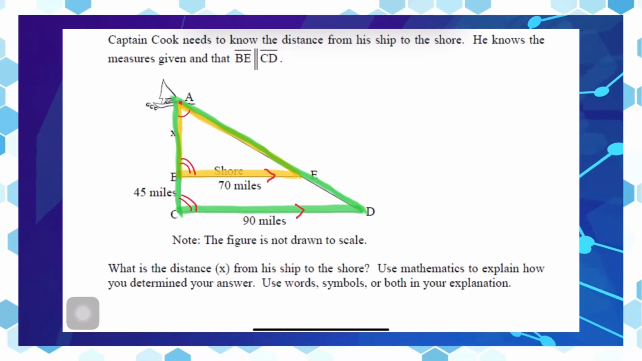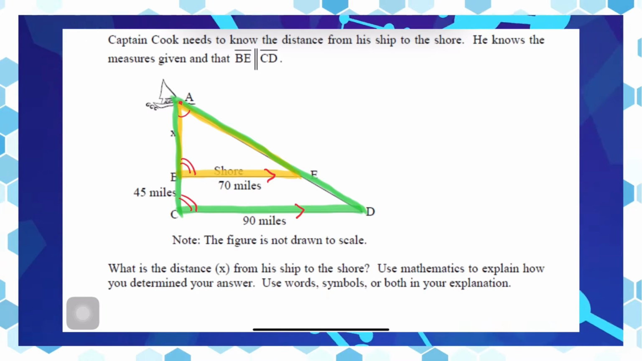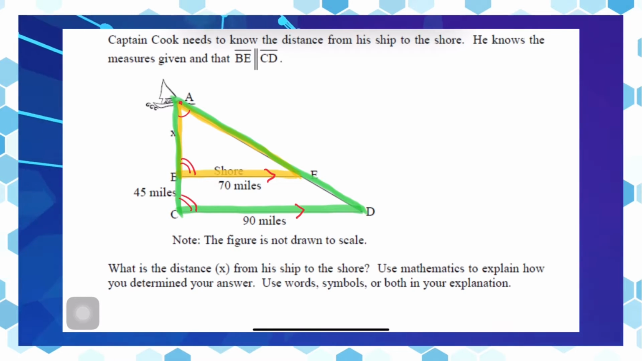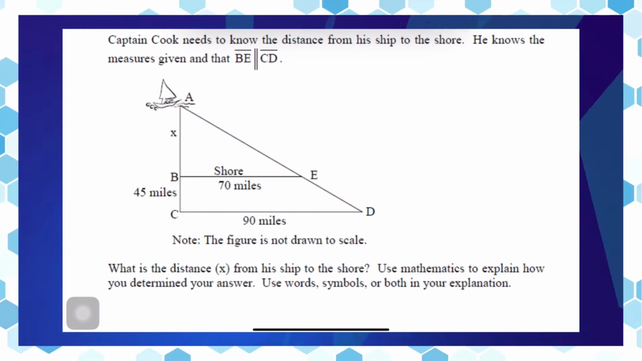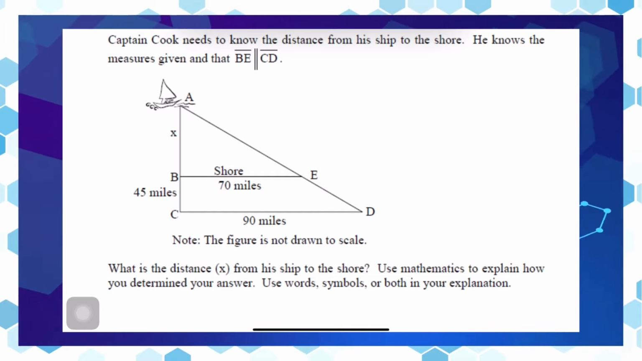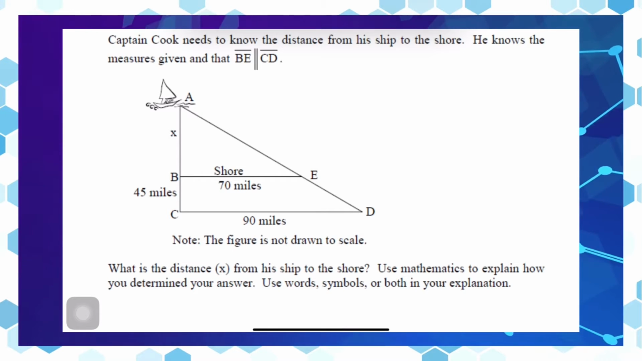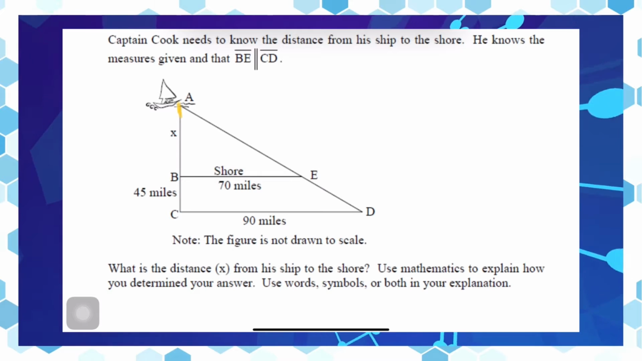Let's take a look at what we're asked to do. What is the distance x from his ship to the shore? Use mathematics to explain how you determined your answer. Use words, symbols, or both in your explanation. So let's take a look at the diagram. We see overlapping triangles. Let's go ahead and highlight the two triangles.